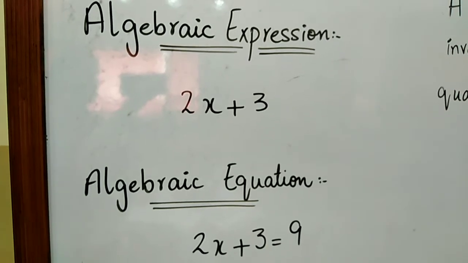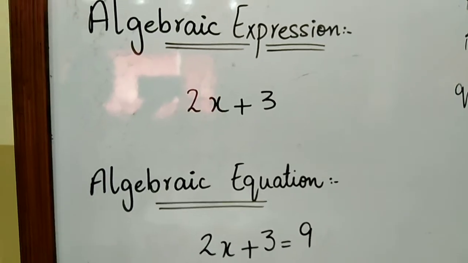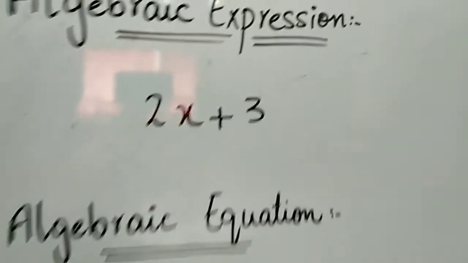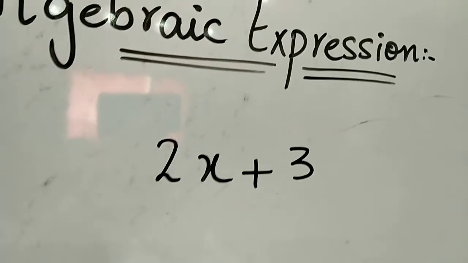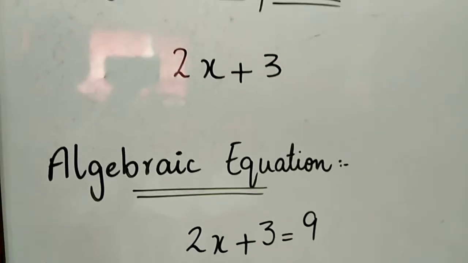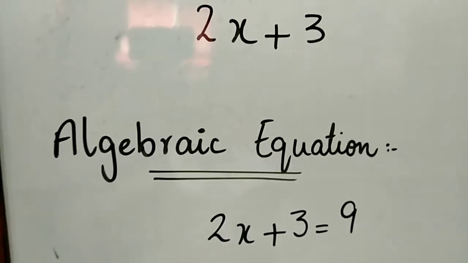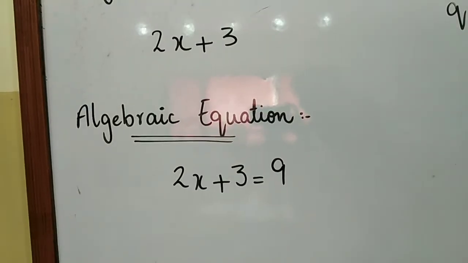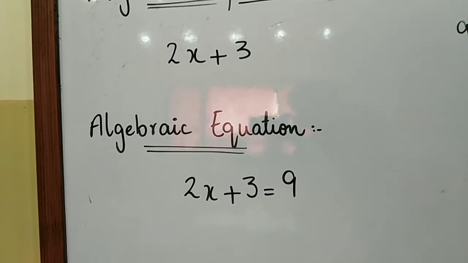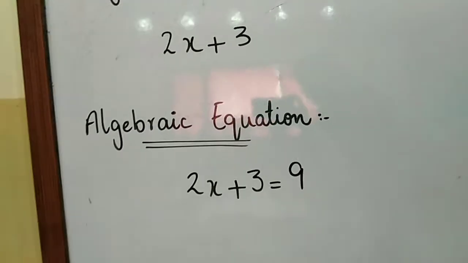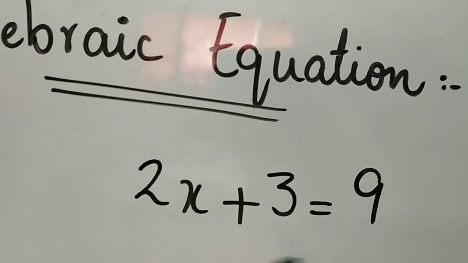Now students, we have to differentiate between an algebraic expression and an algebraic equation. When they say 3 is added to twice a number, that is an algebraic expression. But when they say 3 is added to twice a number, that will be equal to 9, that becomes an algebraic equation. So students, two algebraic expressions connected by a sign of equality constitute an algebraic equation. So an algebraic equation includes the equal sign in the expression.